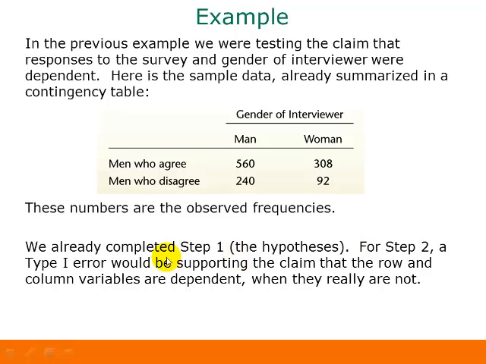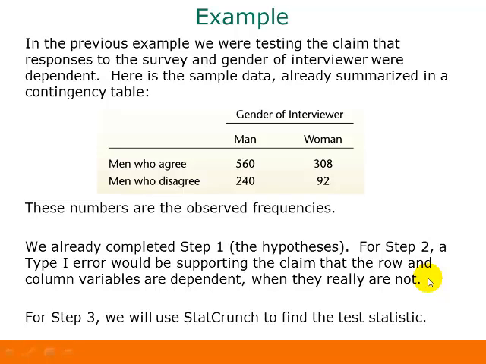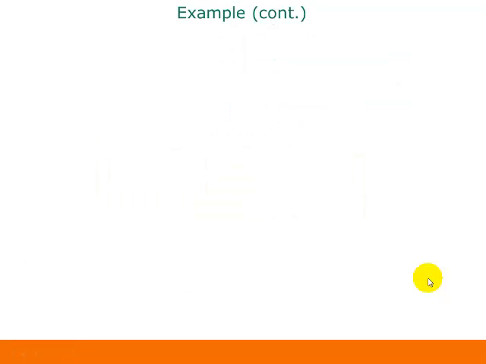For step 2, a type 1 error would be supporting the claim that the row and column variables are dependent when they really are not. And for step 3, we will use StatCrunch to find the test statistic. Here's how we do that.